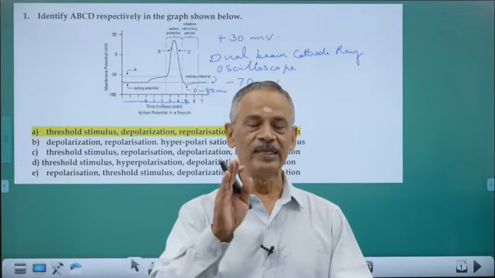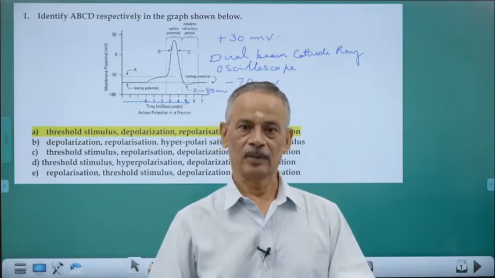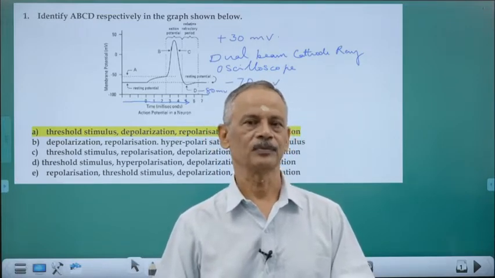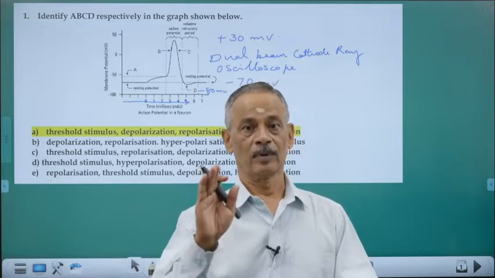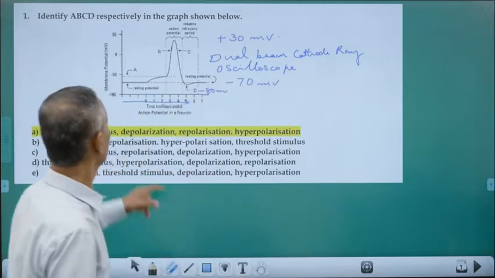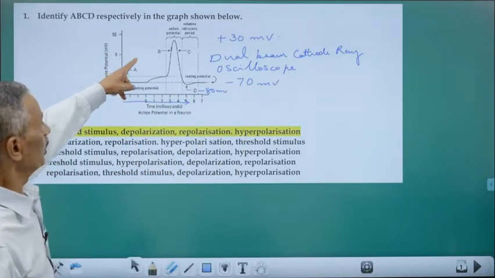Today we'll be discussing chapter number 21, nervous control and coordination. Okay, we'll be directly going to the first question. Identify A, B, C, D respectively in the graph below.